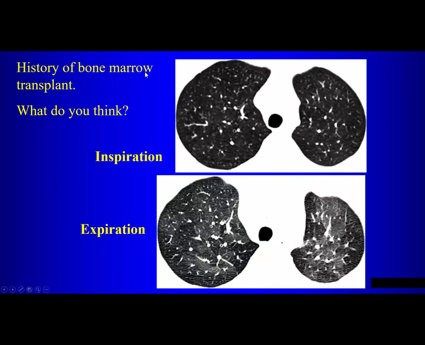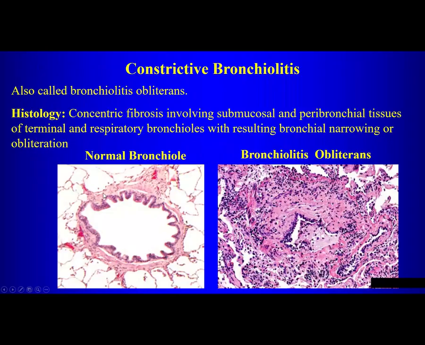So what happens is that the transplanted bone marrow attacks the native lung and causes constrictive bronchiolitis or bronchiolitis obliterans, a small airway disease, fibrosis of the small airways, and that's what results in the air trapping. Okay? So constrictive bronchiolitis or bronchiolitis obliterans, this is what a normal bronchiole looks like. This is what happens when you get bronchiolitis obliterans. You get this fibroblast proliferation around the airways, and notice how it constricts and causes almost the obliteration of the airways, concentric fibrosis around the airways.